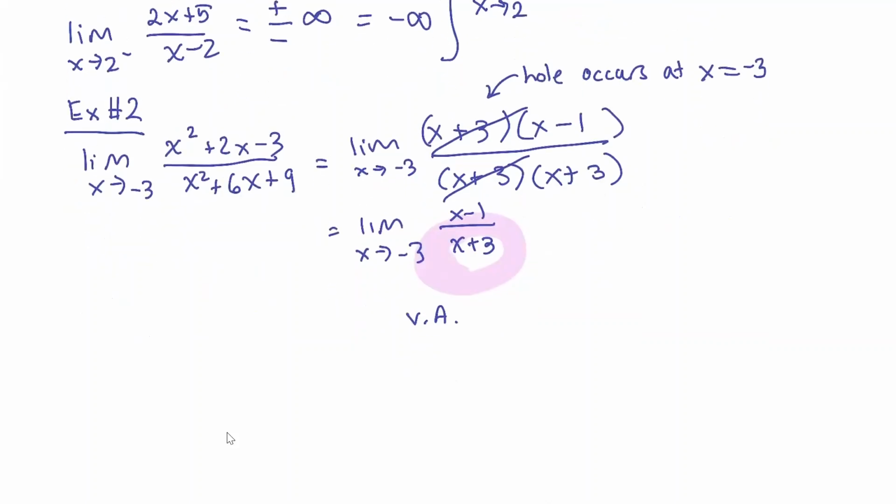Okay, so our answer is going to be some type of infinity. However, I can't just say negative infinity, positive infinity, or does not exist without examining it from the left and from the right. So here's a question, kind of a trick question of sorts. Can you guys tell me a number to the right of negative 3? What's a small number to the right of negative 3?